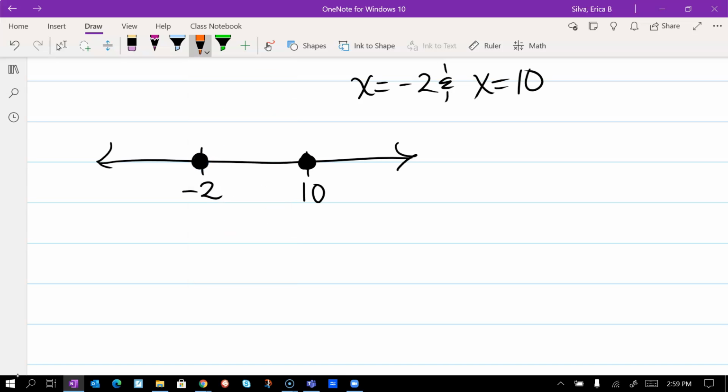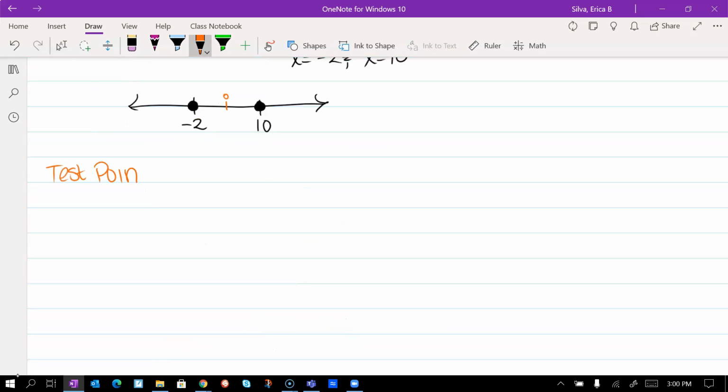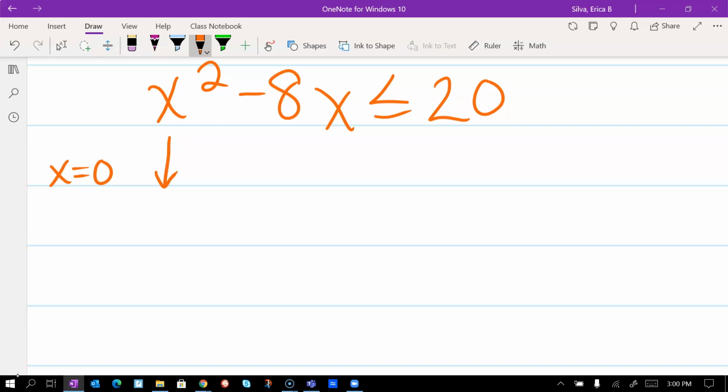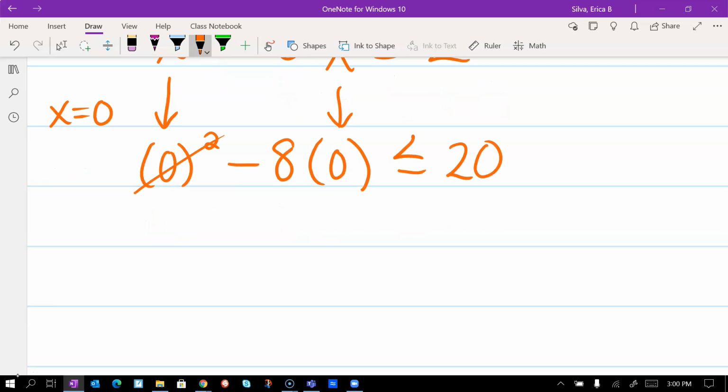So now we're going to use our test point of 0. 0 is going to go here. We're going to get our original inequality. Got my test point. We've got x squared minus 8x less than or equal to 20. We're going to use x equals 0 to test. So here we have 0 squared minus 8 times 0 less than or equal to 20. This cancels because it's 0. This cancels because it's 0. So we get 0 less than or equal to 20.